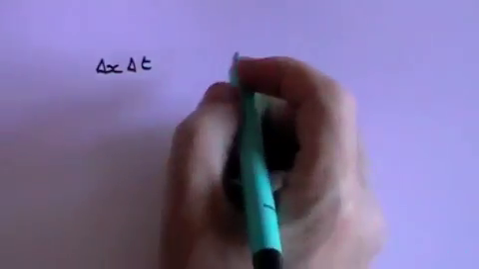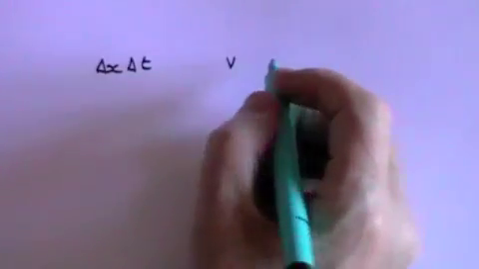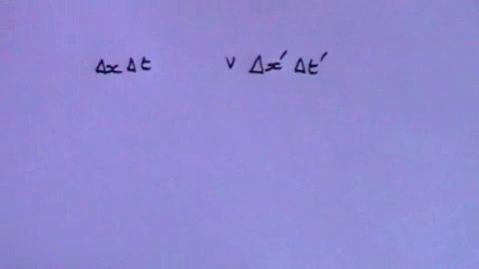We know that if I measure a certain length and a certain time, so we'll call that delta x and delta t, then some other observer travelling at speed v will measure delta x prime and delta t prime. That's what we just noticed.